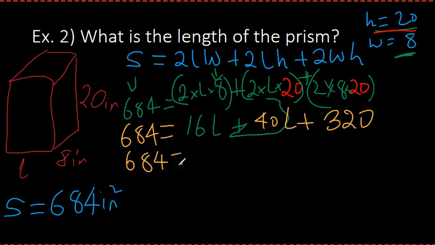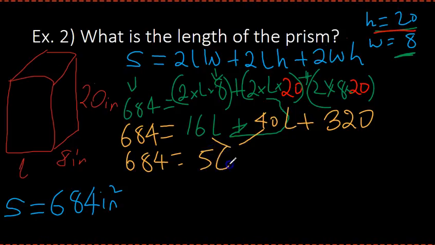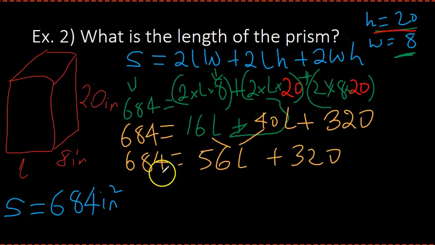Okay, let's see if they are like terms. Well, 16L and 40L both have L in them, so we can actually add them together. And we get what? How many L's? It's going to give us 56 L's plus 320. Right now, the equation is getting simpler. We cannot combine these because this one doesn't have L. They are not like terms.